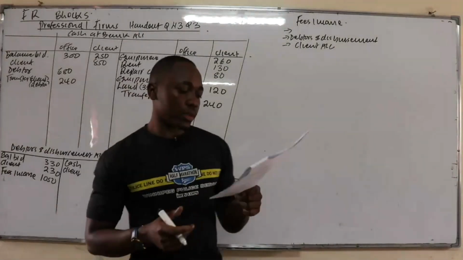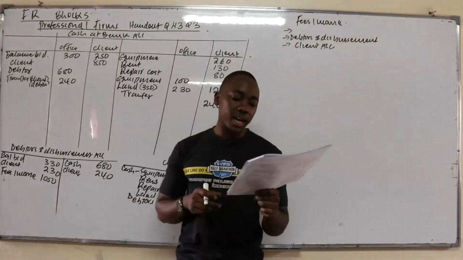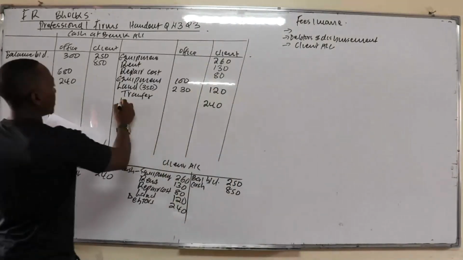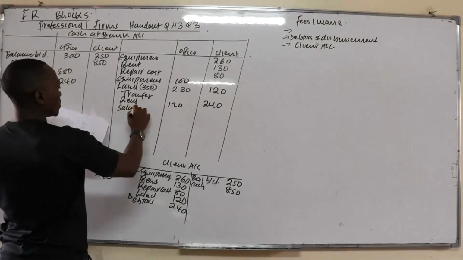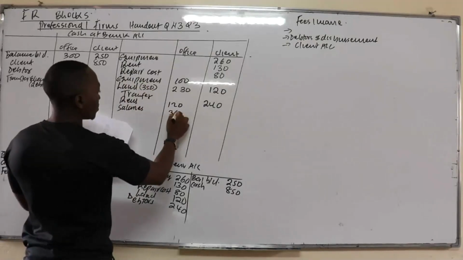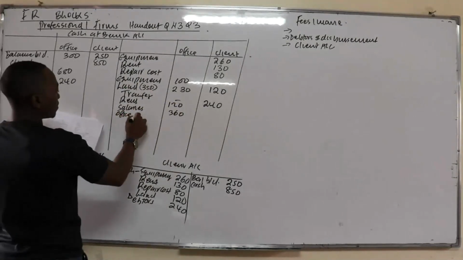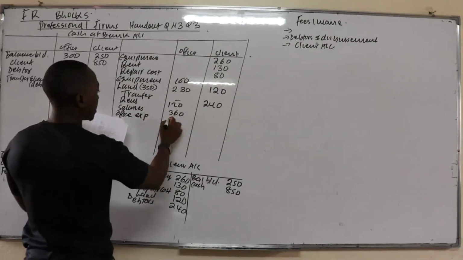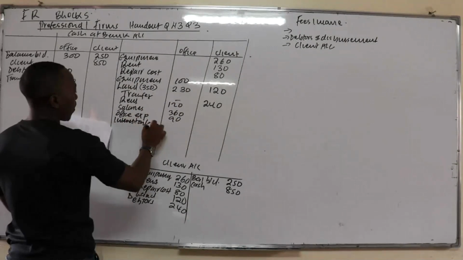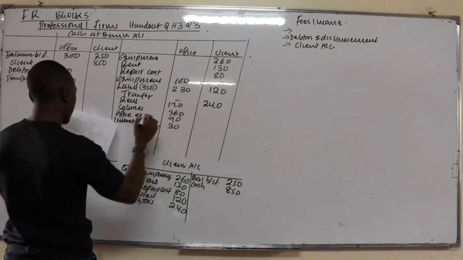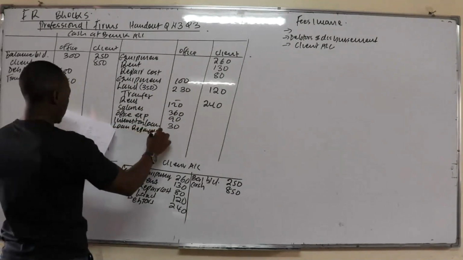Number 7, the following expenses were incurred and all were settled in cash. So that's a cash outflow. So they paid rent, an amount of 120, also salaries, an amount of 360. Then we have office expenses, an amount of 90. Then we have interest on loan, an amount of 30. And then we have loan repayment, an amount of 300.